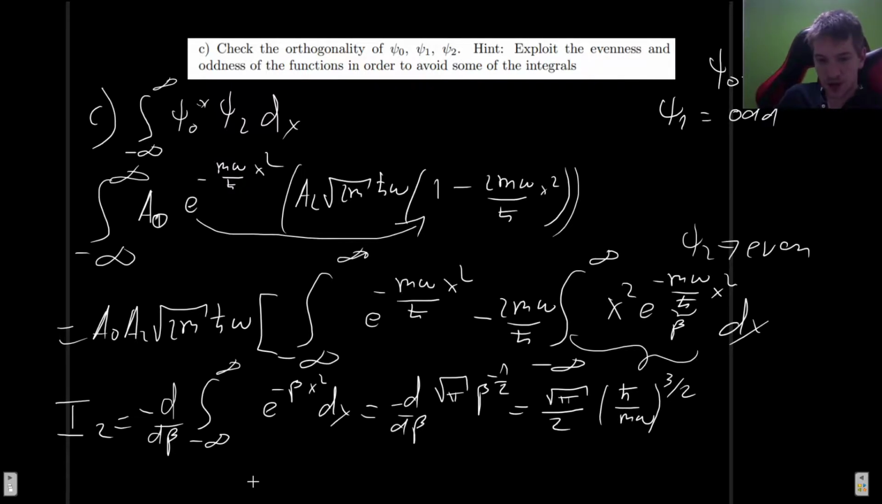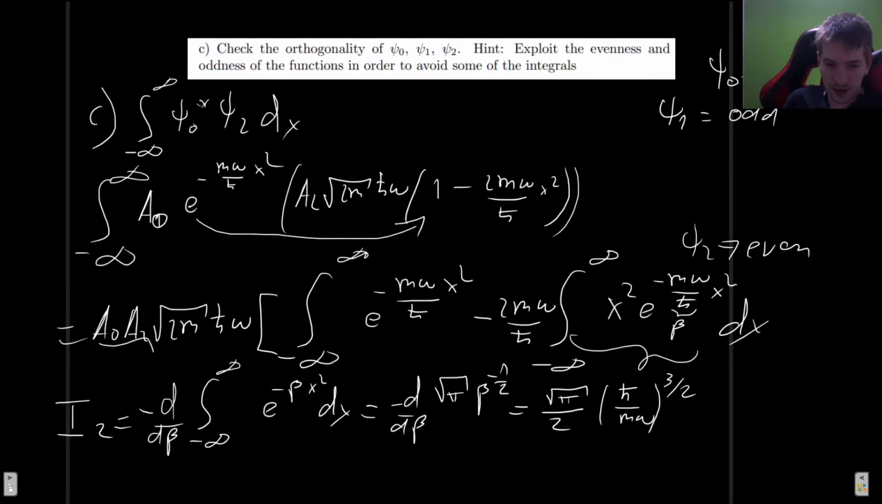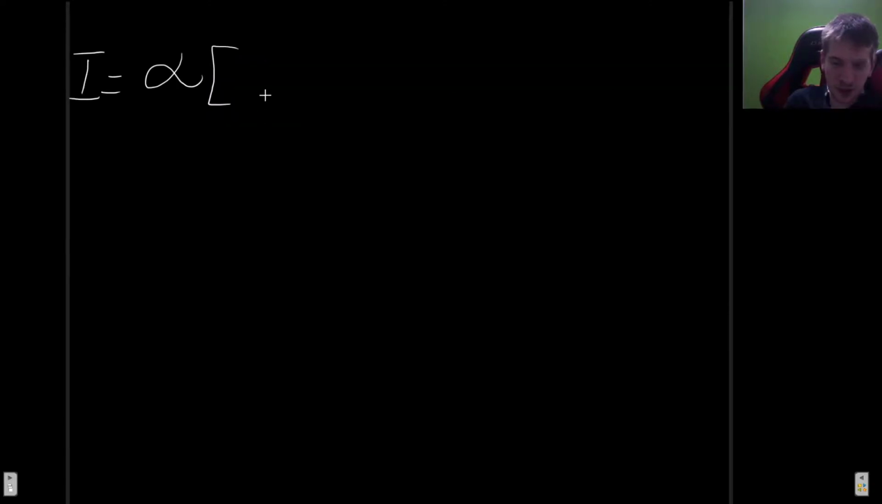Okay, so let us now go to the next page. So this integral is going to be all of those constants at the beginning, which I will just call alpha because they are not relevant in this case. And then we have this first integral, which is just going to be the square root of pi divided by what is in here. We already solved those kinds of integrals in the previous video, so I hope there's nothing new there.